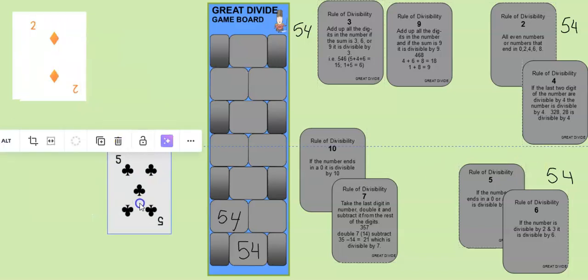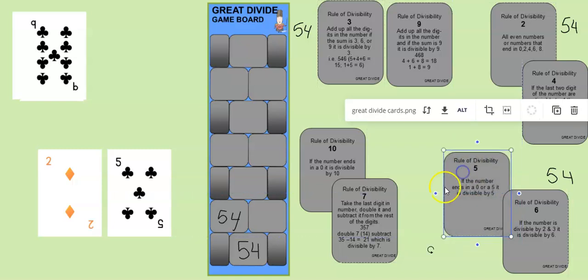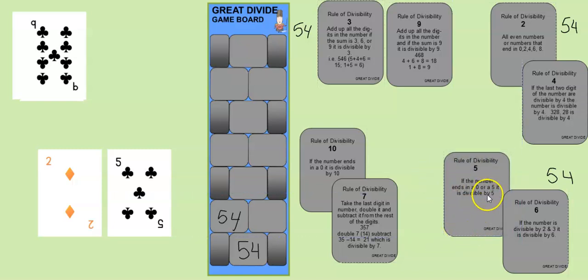So let's say another player draws 2 cards and they have 25, and they're all looking to see, well, if I add these cards up, it's 7, so my rules don't apply to it. But the person who has the divisibility of 5, if it ends in 0 or a 5, it's divisible by 5. So that's the only player that gets to write on their board 25.